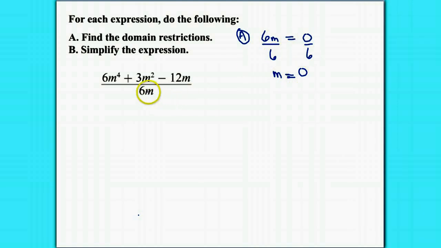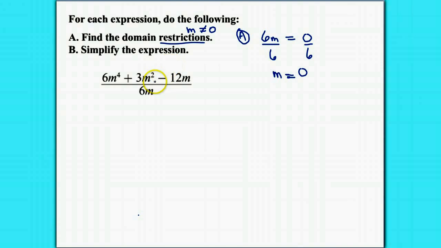So think about it over here. If I plugged in 0, 6 times 0 is 0. That would make the denominator 0, which is not good. That's an undefined value. And so that means that we need to restrict it to say m cannot equal 0, because if it does, then my denominator is 0, and we can't have zeros in denominators of fractions. Okay, so that's your answer for part A, is just m cannot equal 0.